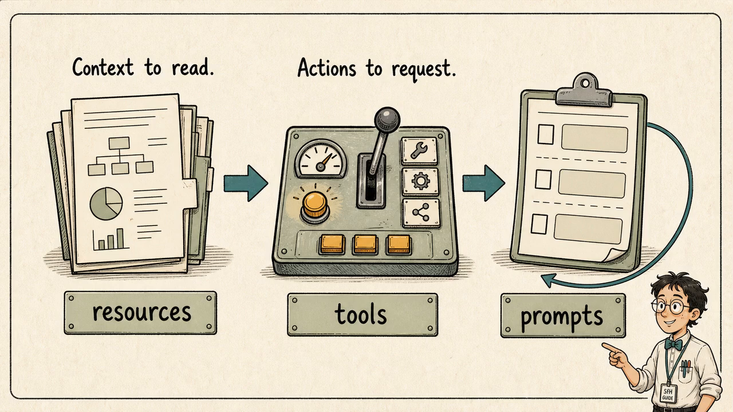For a normal person, the map compresses to this. Your AI app talks to a connector. The connector offers context to read and actions to request. That is powerful. It is also where the safety conversation begins.